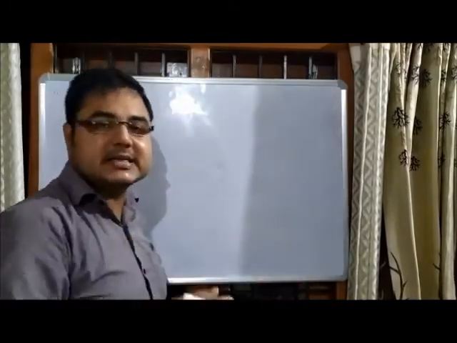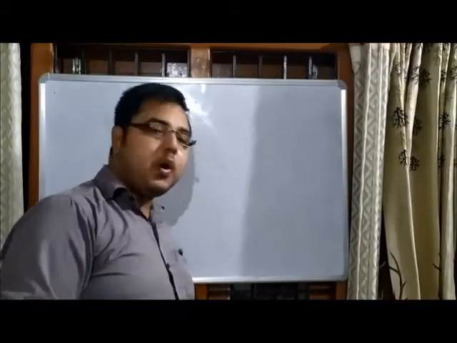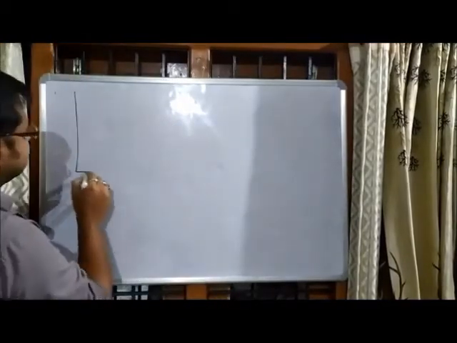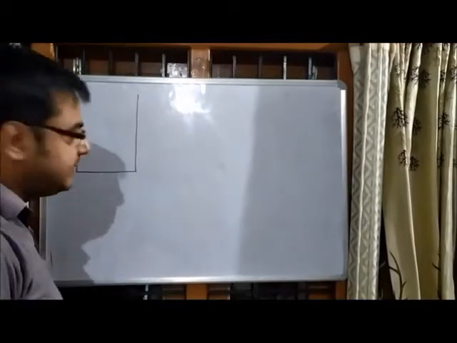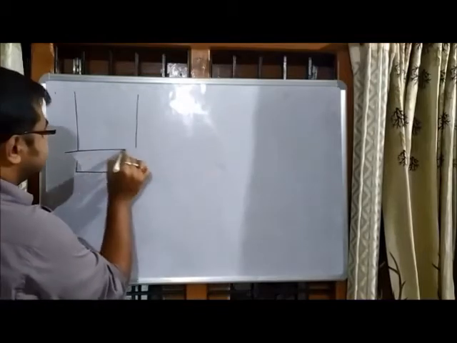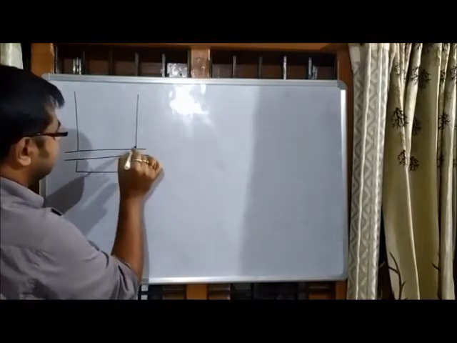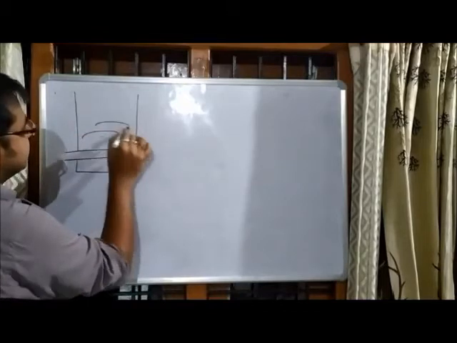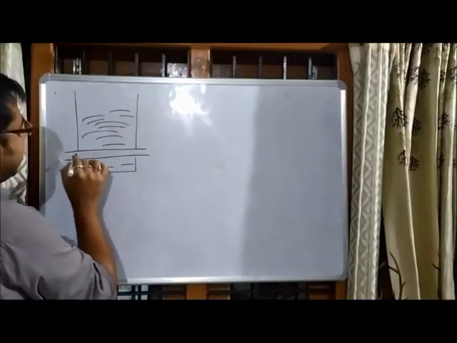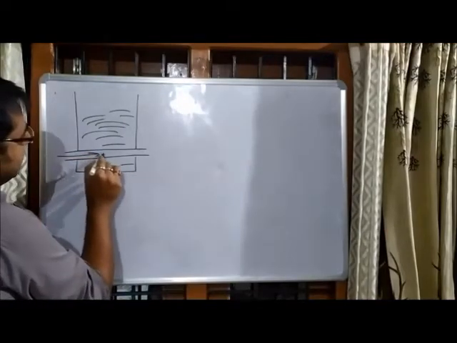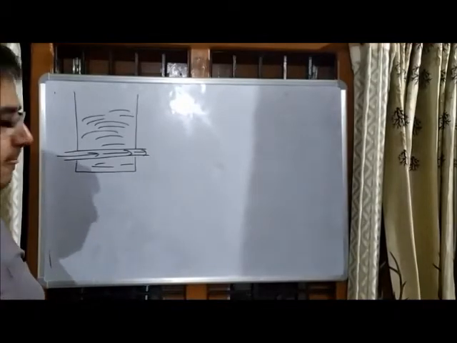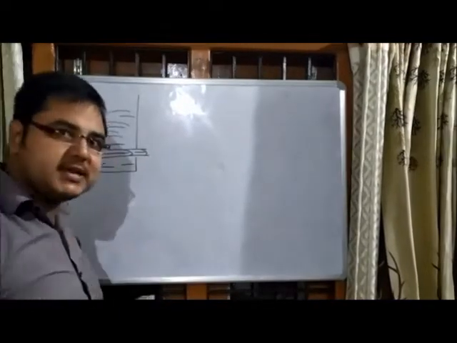So now let us consider a situation. Suppose there is a vessel, and through this vessel there is a pipe. This vessel contains cold liquid, and through the pipe the hot liquid is passing. So what will happen? This is the first consequence.